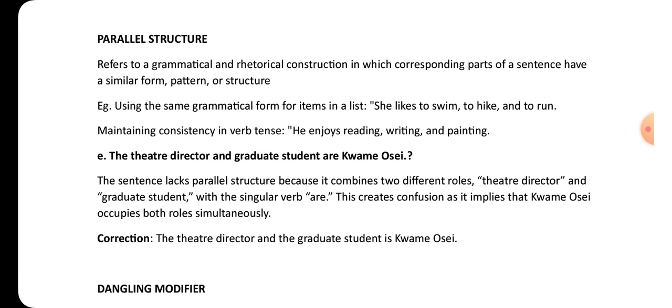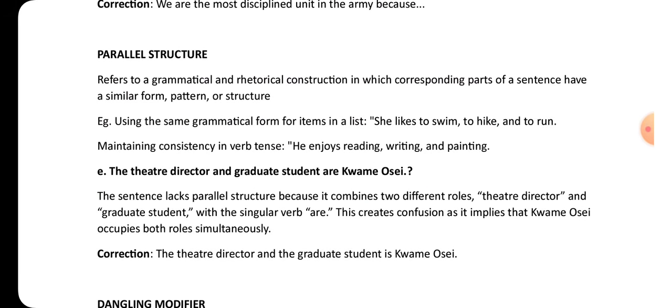The other one says that the theater doctor and graduate student are Osei. The theater doctor and graduate student are Osei. This is a parallel what? Structure. Okay. It refers to grammatical and rhetorical construction in which corresponding parts of a sentence have a similar form, pattern, or structure. So let's now delve more into it. Example: using the same grammatical form for items in a list.